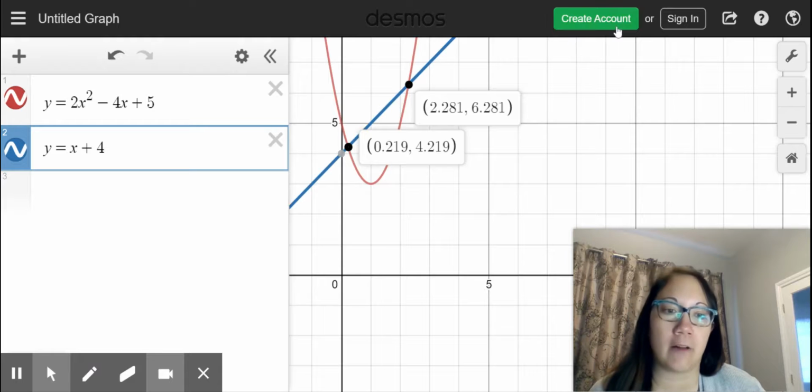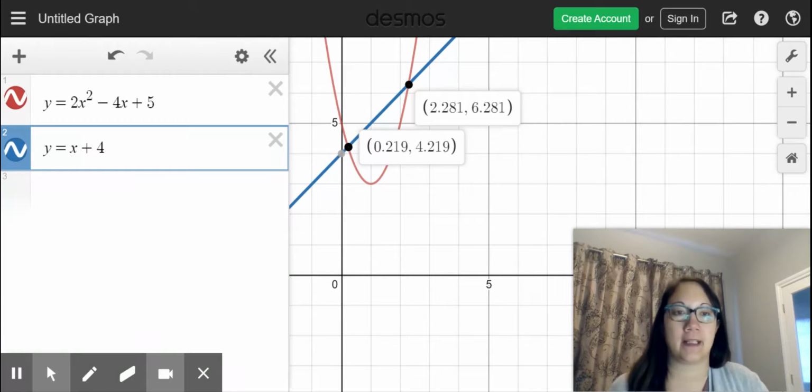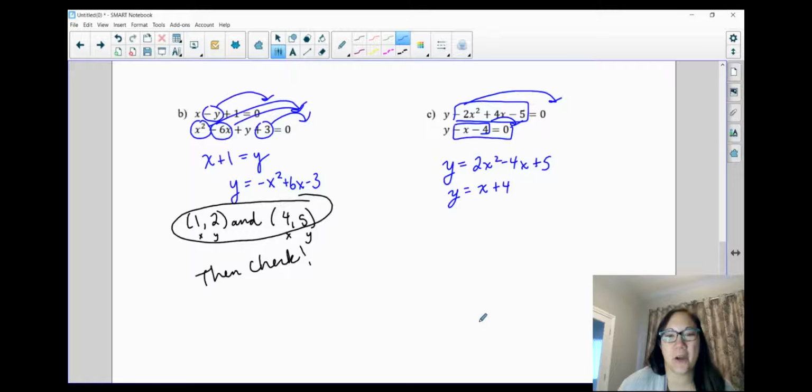And this is actually one of the downfalls of solving by graphing, is that sometimes you cannot read the points very clearly, and therefore you may not actually have the exact correct solution. Okay, so here we're going to try and write down those kind of crazy answers that we just saw in Desmos.